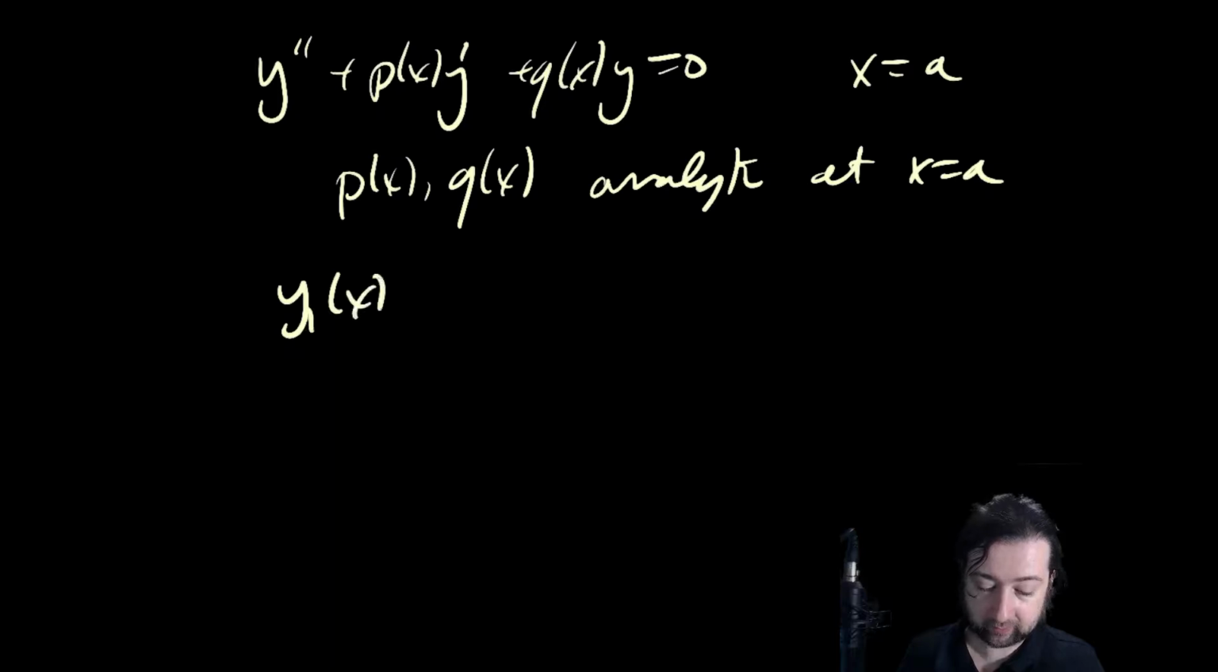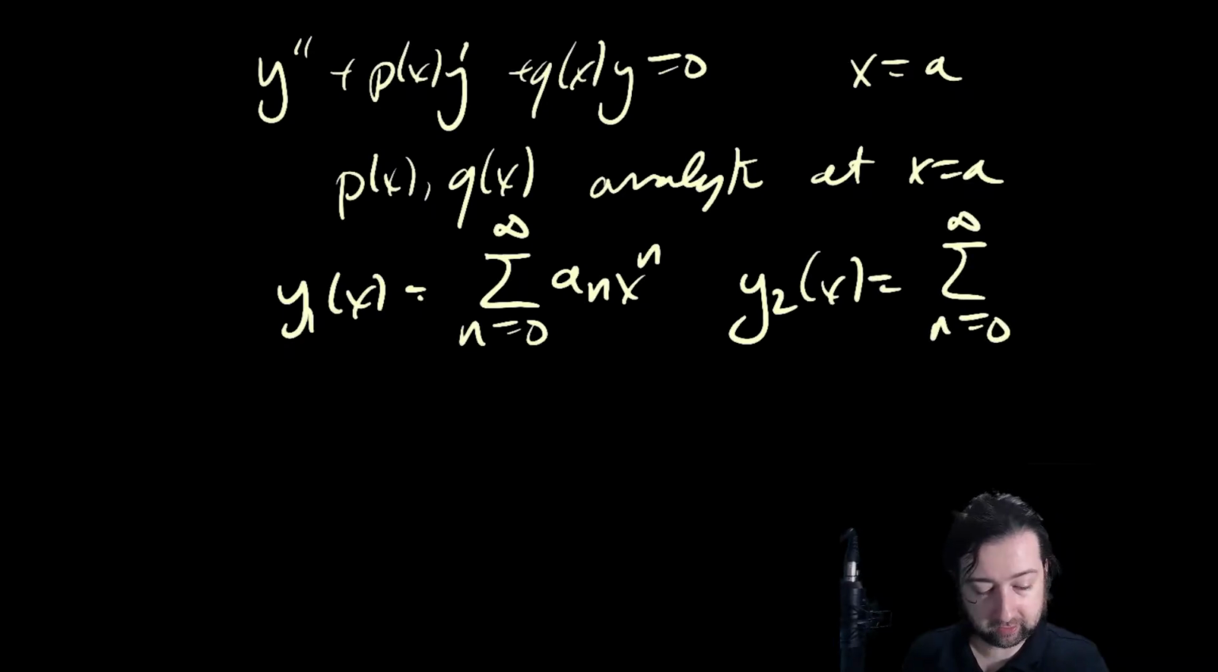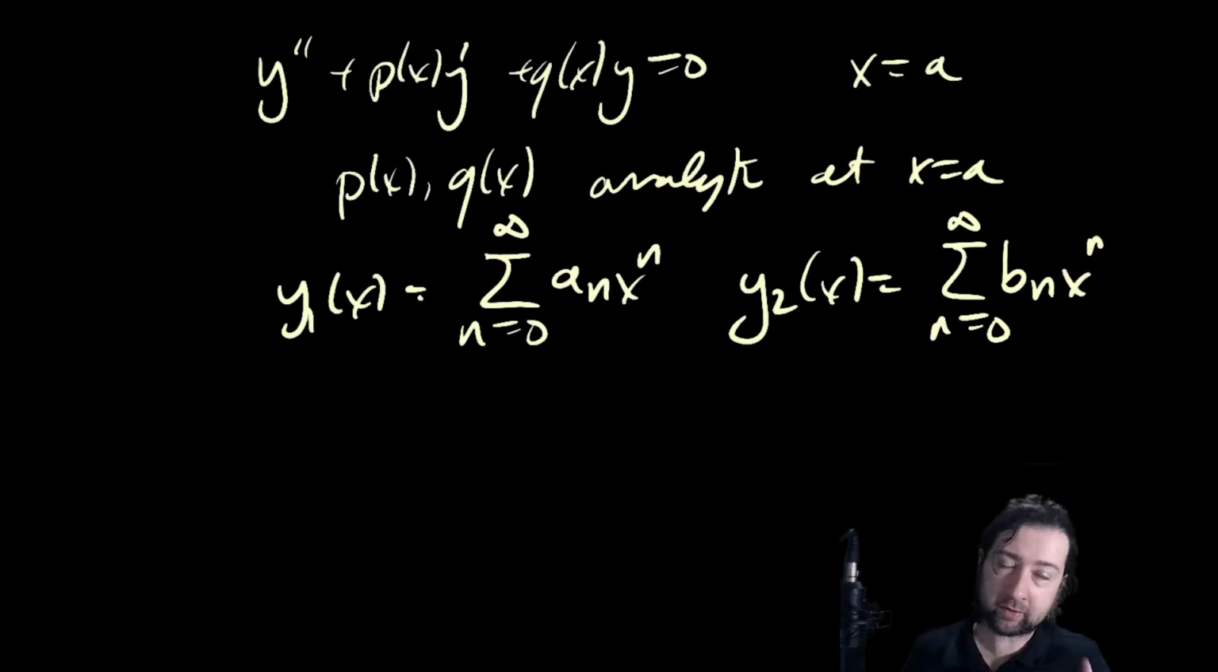y1 of x was equal to the sum from n is equal to 0 to infinity of an x to the n, and y2 of x was the sum from n is equal to 0 to infinity of bn x to the n. And once we had those solutions, we found immediately a very important type of differential equation that we could solve with those series solutions, a differential equation that arose in physical applications.